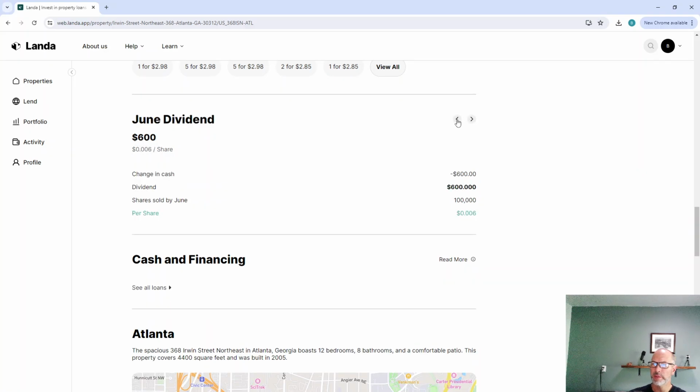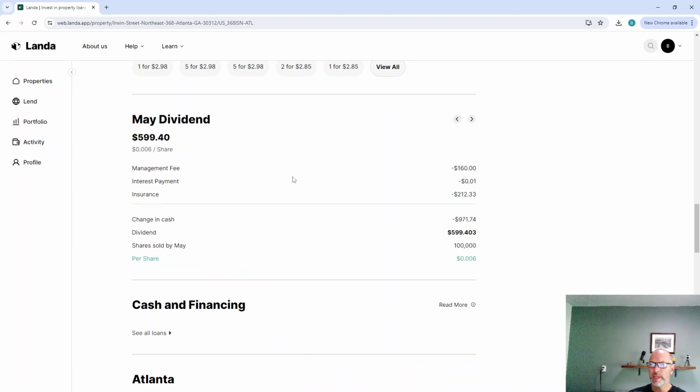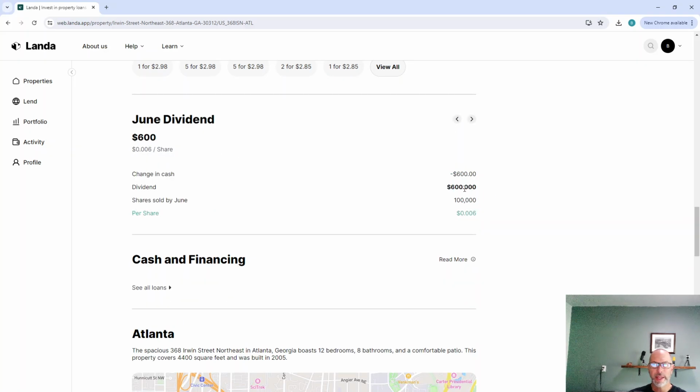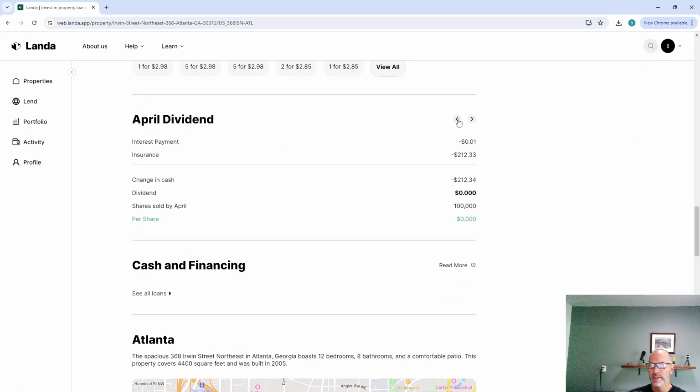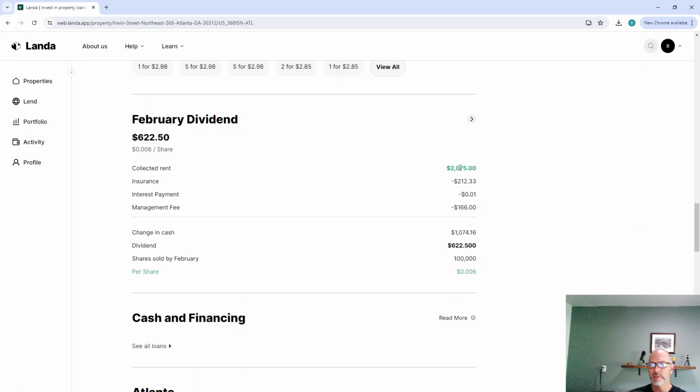Now, if we go back a month, in June, this is where, again, more confusion starts. So here in May, it shows, let me go back to July. They show $2,000 a month collected in rent. In June, it doesn't show they collected any rent at all, and yet they paid a $600 dividend out to everyone. Why would you pay a dividend if you don't bring in any money? That doesn't seem to make sense. May, again, $599.40 dividend, but no rent. April, no dividend, no rent. March, no dividend, no rent. February, they did collect $2,075, so they paid out a dividend. And that's all the farther they go back.